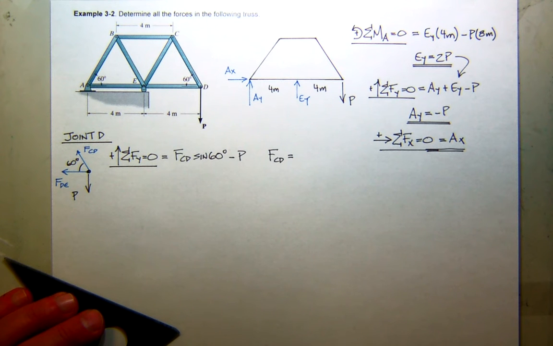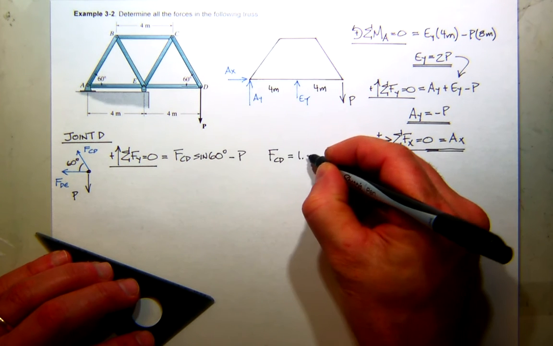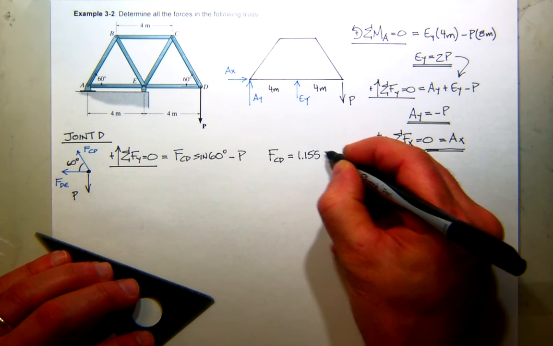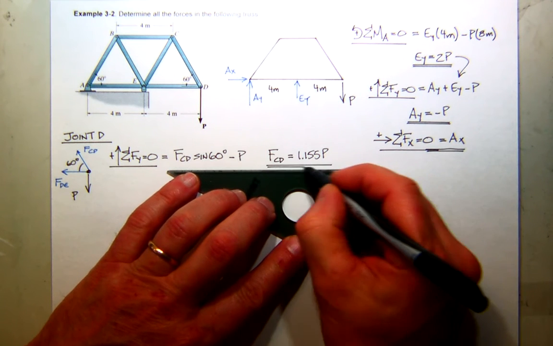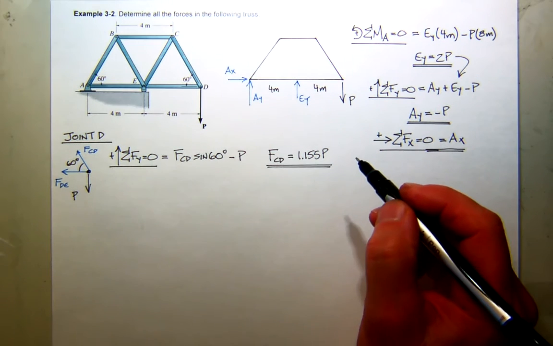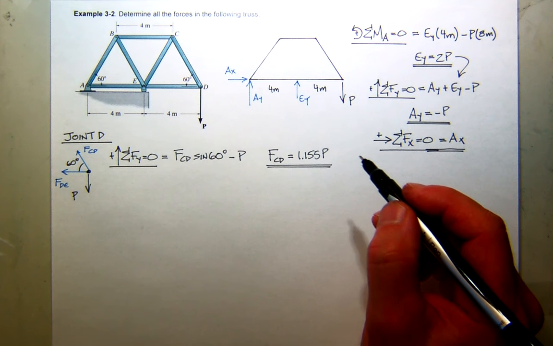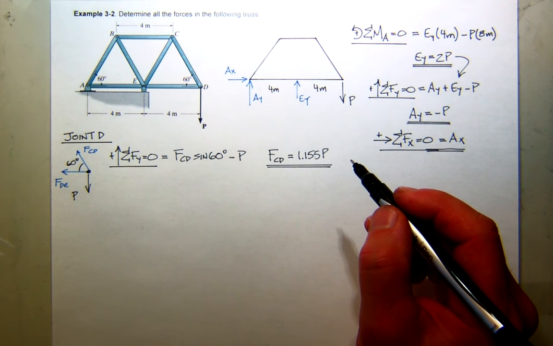What is that numerically? Should be 1 point something. What's 1 divided by the sine of 60? 1.155 P. That sound reasonable? Looks like it's in tension, right? Does that make sense? Did I do that right? Yeah.